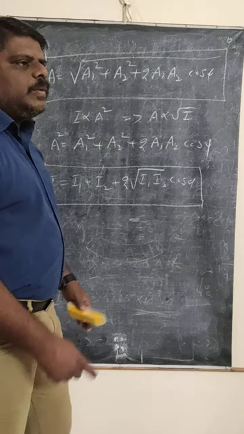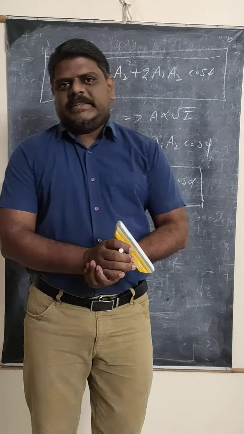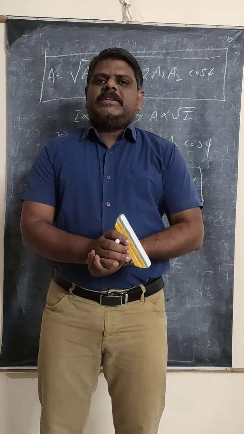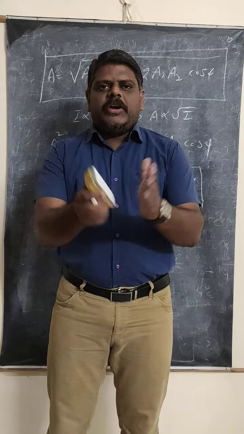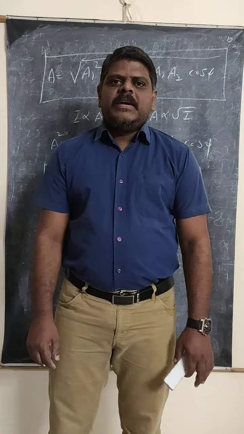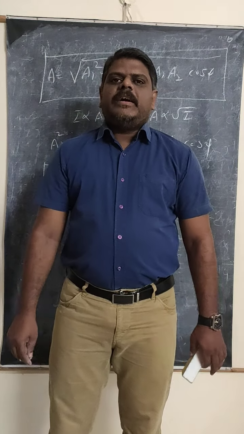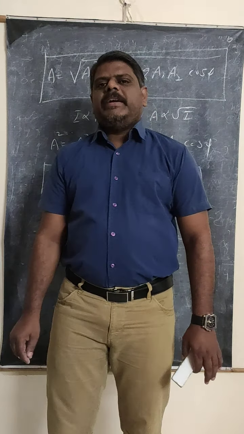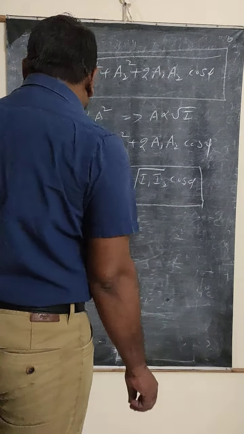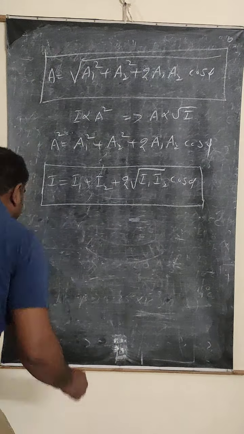And next we have to find the maximum intensity and the minimum intensity. Maximum intensity means both the amplitudes are added, and minimum intensity means you have to subtract them. So it is very important to write down the maximum intensity formula and the minimum intensity formula in terms of the amplitudes.